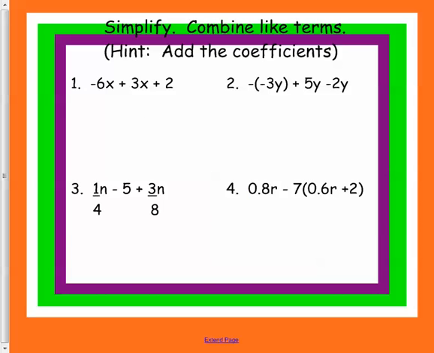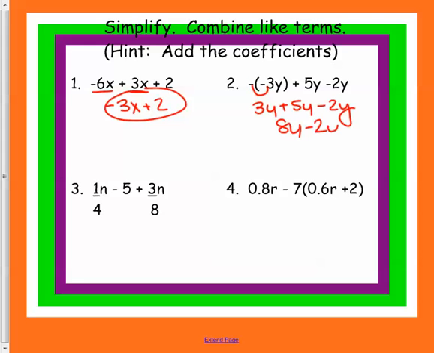Okay, so let's try these. Combine the like terms by adding the coefficients. If you need to distribute, do that first. So in this one, we're going to take this negative 6x and take the 3x away from it, so we're left with negative 3x plus 2. On this one, this is a not, so it becomes a positive 3y, so I have 8y minus 2y, which gives us 6y. On this one, I'm going to add the 1/4 n with the 3/8 n.